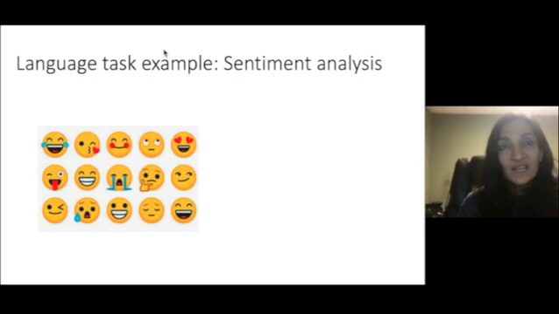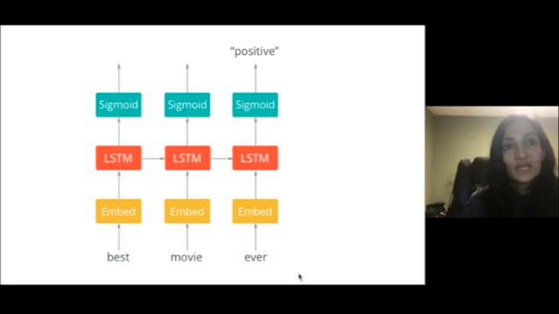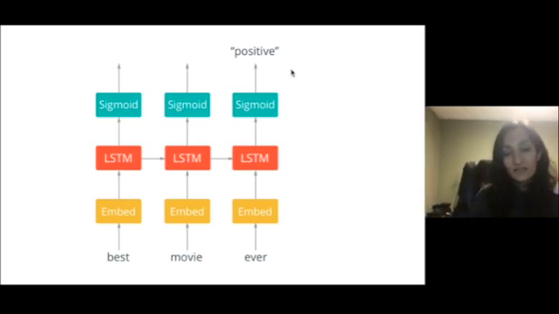So let's take the language processing task sentiment analysis. This refers to when you take in a sentence and you try to decide if the sentence is conveying a positive emotion or negative emotion, or it could be one of a variety of emotions. You see the sentence here called "best movie ever," and you want to say positive as an output. So this is one of those many-to-one sequential tasks.